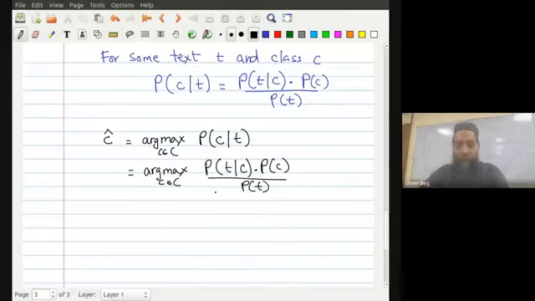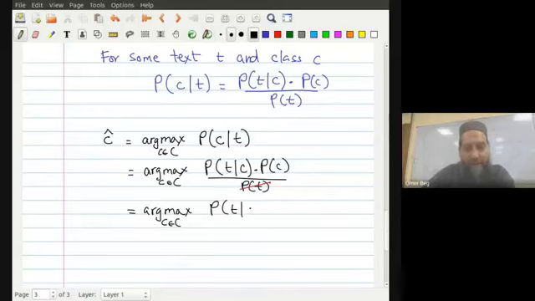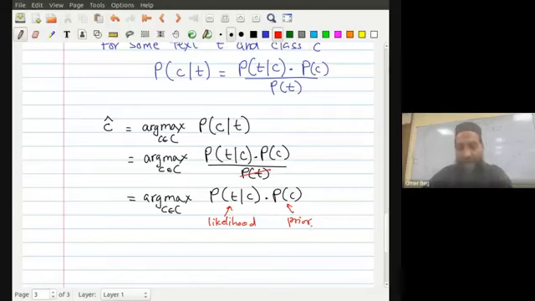As we did in the earlier noisy channel model, you can see the text T is going to be the same throughout this argmax. So we can cut this off and simplify the equation further into argmax of the probability of this text T given a class C and the probability of class C. Again, if you recall, this is the likelihood probability, and this is the prior. What are the chances of this class C appearing?